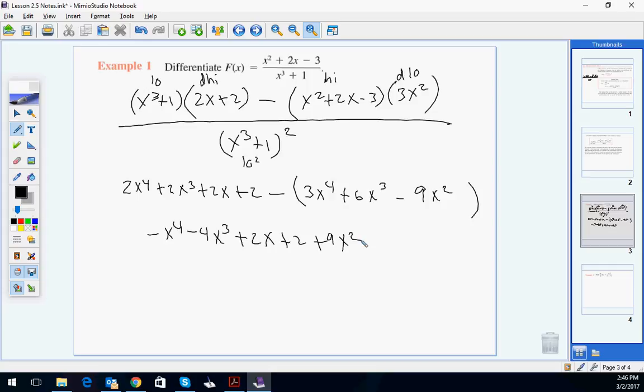So clearly you can see I have a constant. There's nothing I can pull out. I'm done. I can't do anything from here. This is the derivative with this on the bottom. This is f prime of x. That's it.